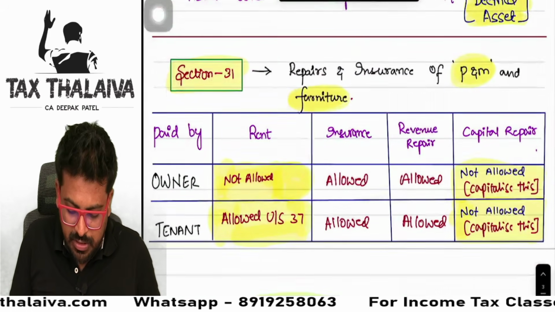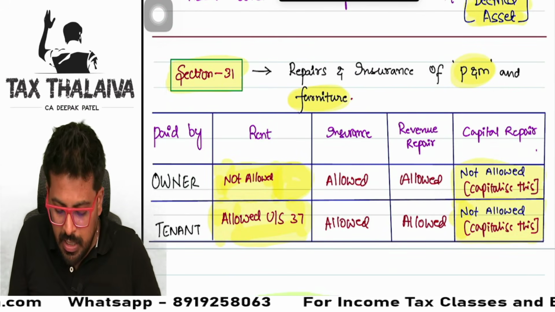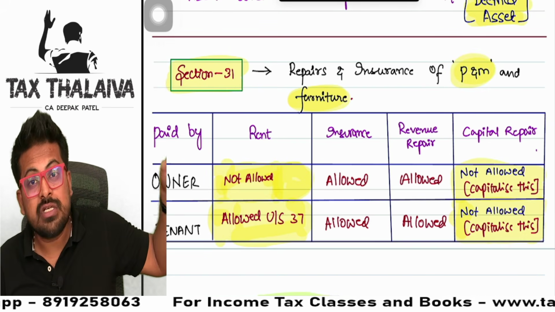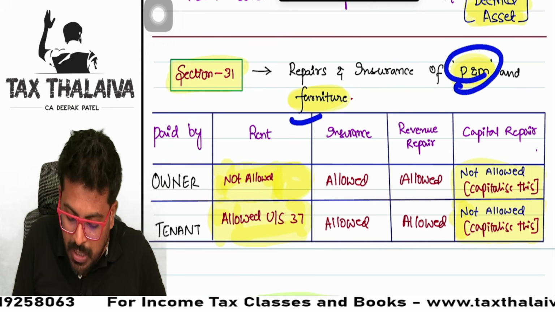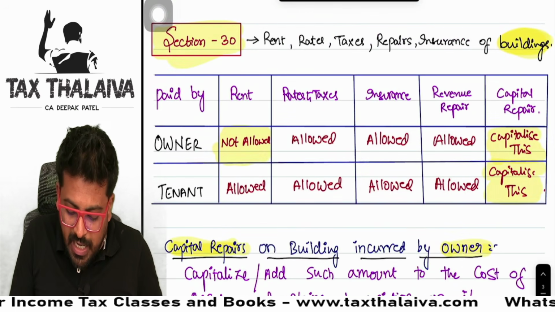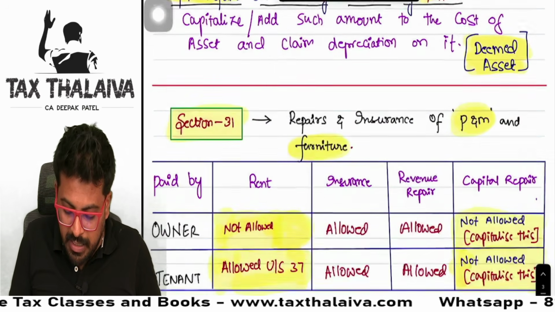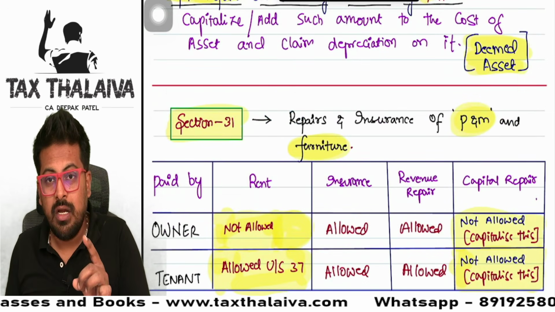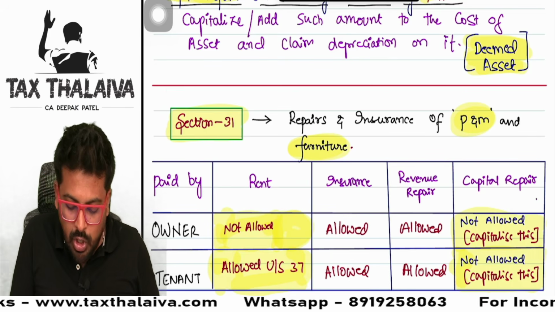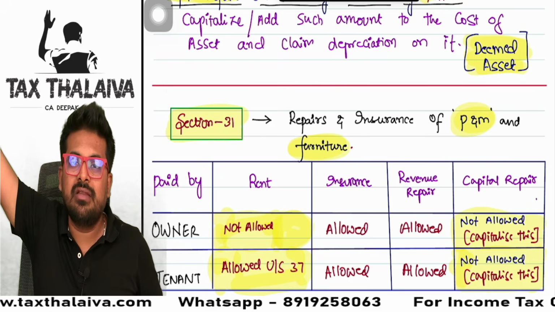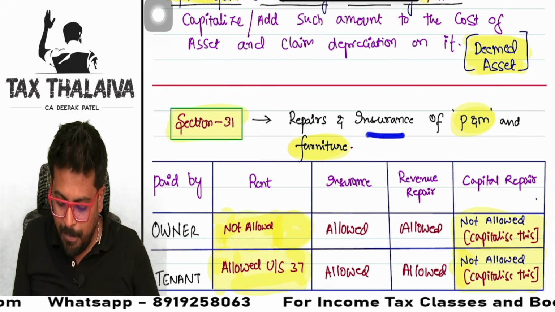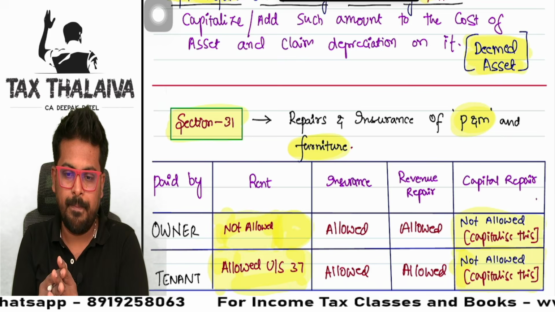The next section is section 31. This talks about repairs and insurance of plant and machinery and furniture. Section 30 was about buildings, but here we are talking about plant and machinery and furniture. Mind you, earlier we had taken rent also, but here rent is not covered. It is not that you cannot claim rent as an expenditure. You can claim, but not under section 31. We will claim it under the general deductions section. So here only repairs and insurance of plant and machinery and furniture are covered.